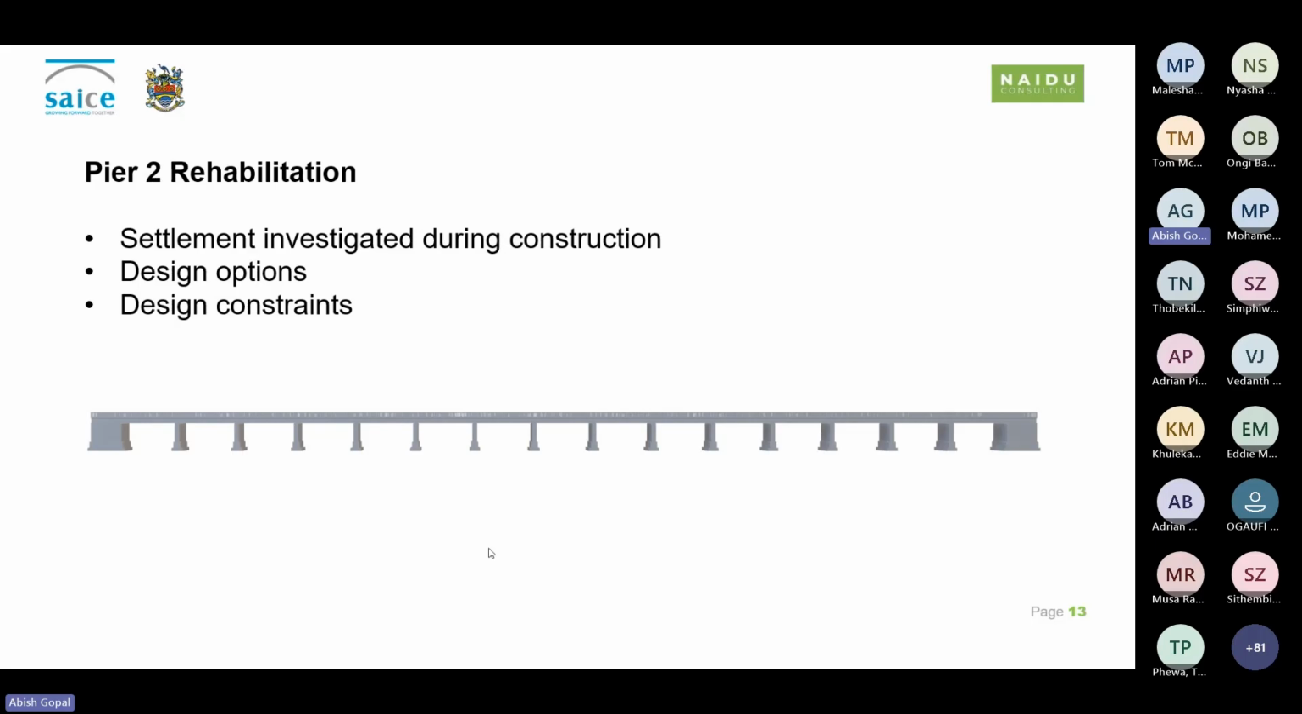Of the options, three were considered. One we discarded at an early stage, which was to demolish the entire bridge and replace it with an incremental launch method structure. This, however, was not taken to the next phase due to its unfavorable cost.